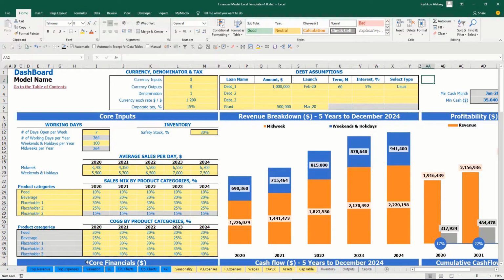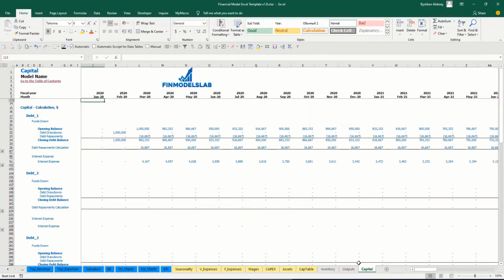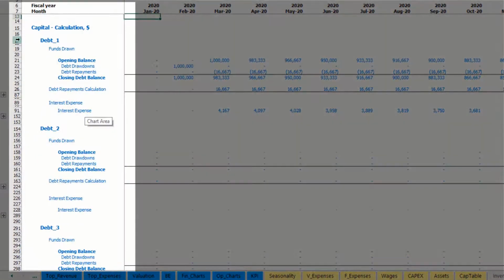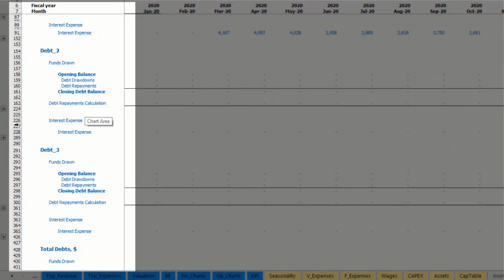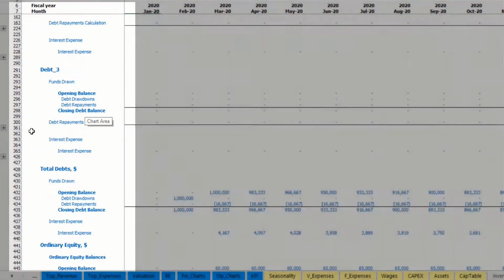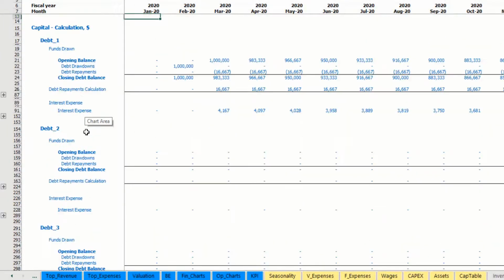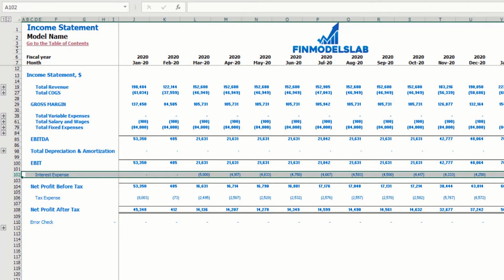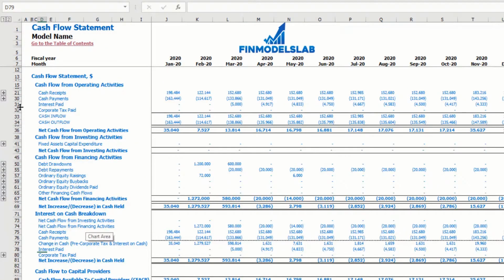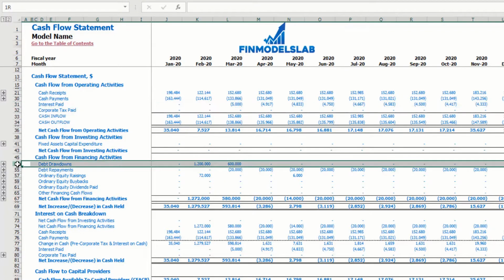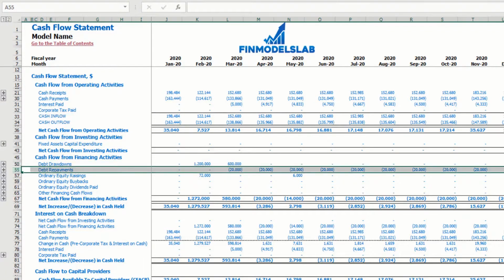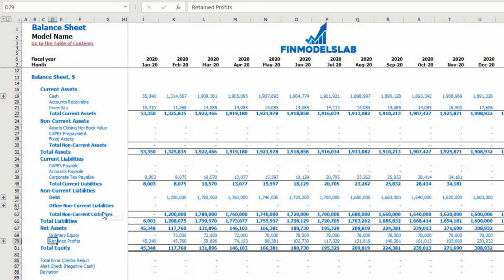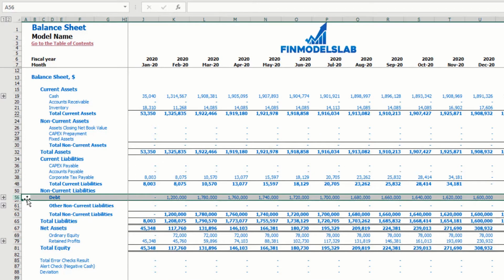So all the calculations of the debts you may see on the Capital tab. Calculations for the debt number 1, debt number 2, debt number 3, total debts with grants. These calculations impact the income statement, interest expenses, the cash flow, interest paid, debt drawdowns, debt repayments, and on the balance sheet you have the debt closing balance.